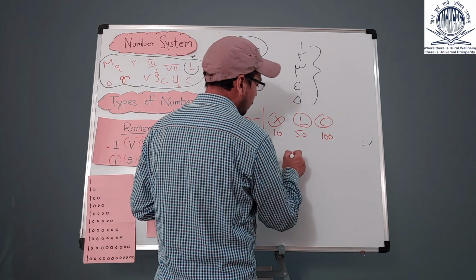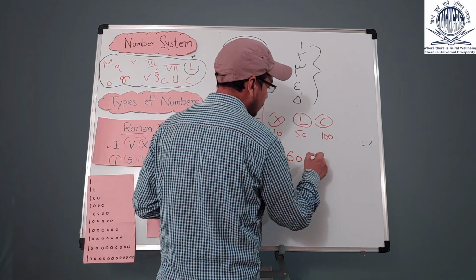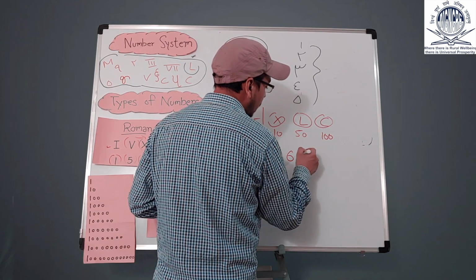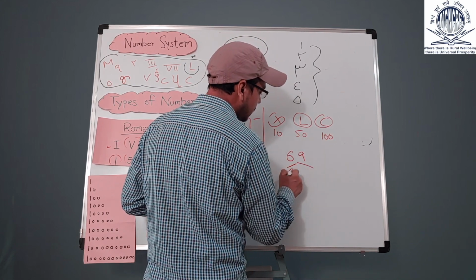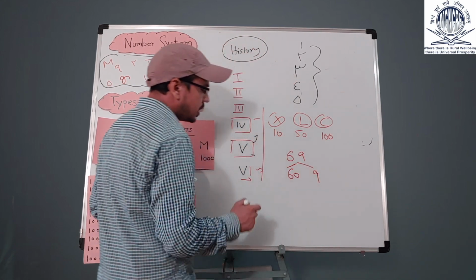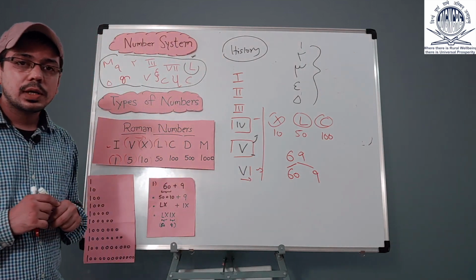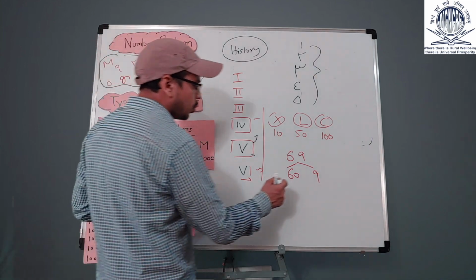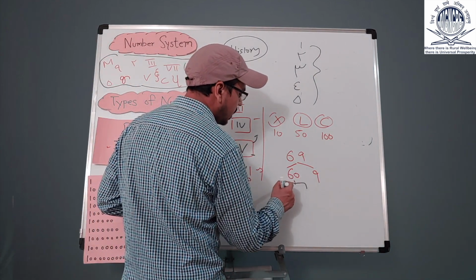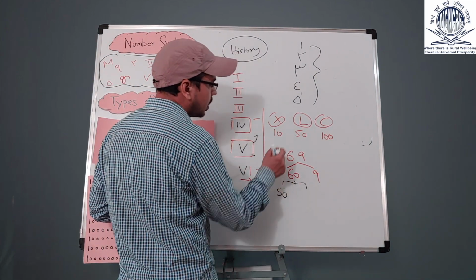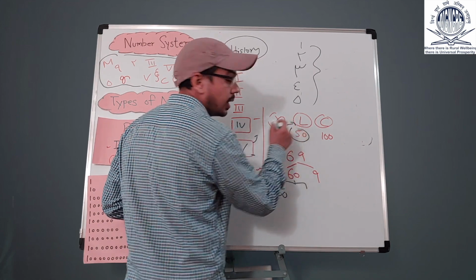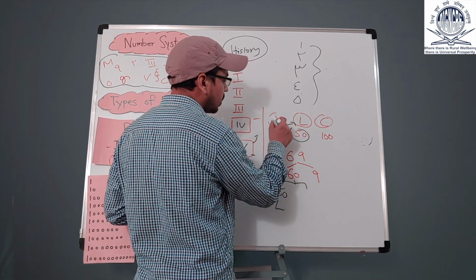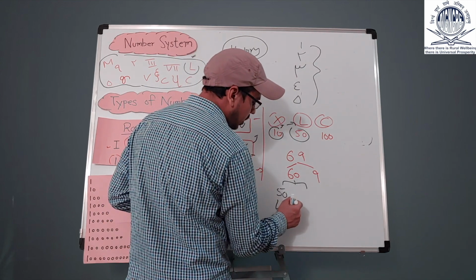So if I want to represent 69, what I want to do probably is split it into 60 and 9. Now as per the Roman system, they split 60 further into 50 and 10. 50 we know is represented by the letter L, so I'll put the letter L over here, and 10 is where I get the letter X. So I put X.